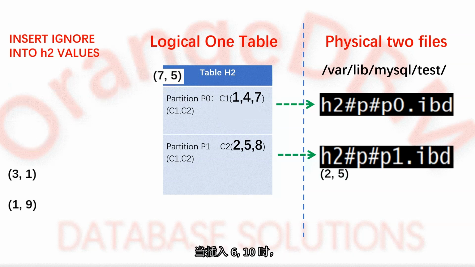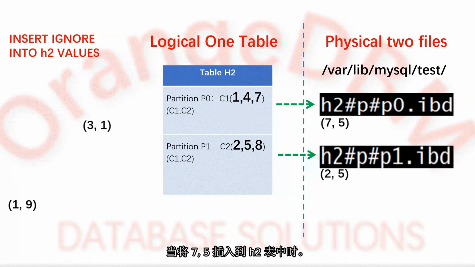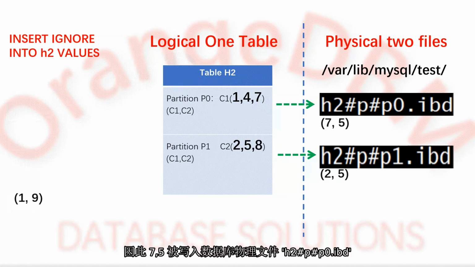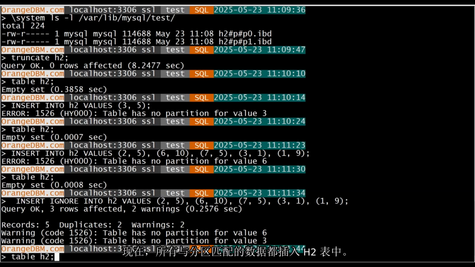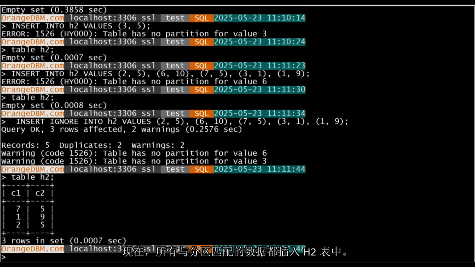P1.ibd. When 6, 10 is inserted, the value 6 does not match any partition column value, so the value 6, 10 is discarded. When 7, 5 is inserted into the H2 table, 7 matches the partition P0 column value, so 7, 5 is written to the database physical file, H2 #P#P0.ibd, and so on. Now, the data matching the partition is inserted into the H2 table.